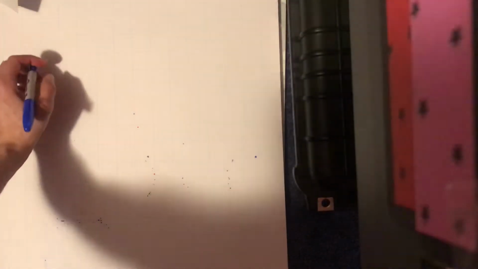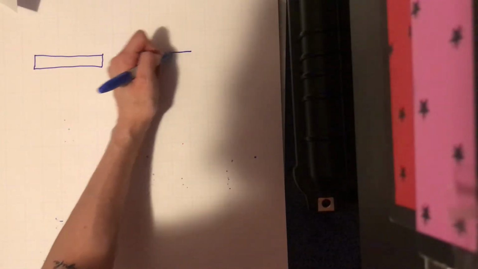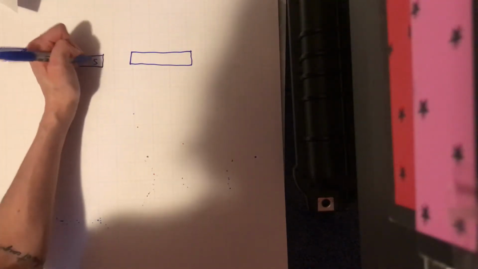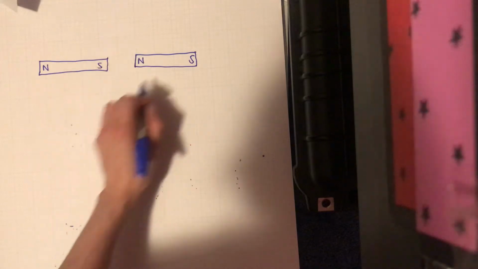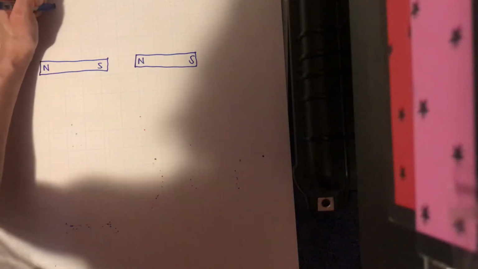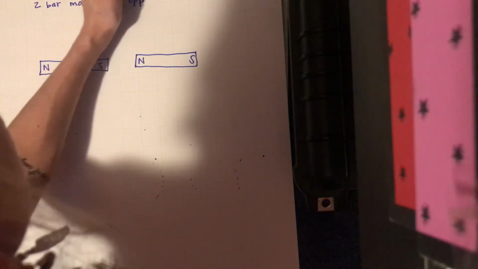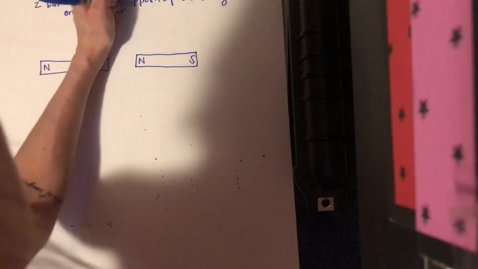Now let's say I want to draw the magnetic field between two bar magnets with opposite poles facing each other. So north, south, north, south. Well, we know that opposites attract. So what we're showing here is two bar magnets with opposite poles facing one another. In other words, they are attracting.